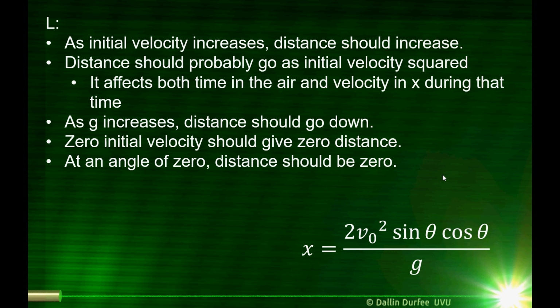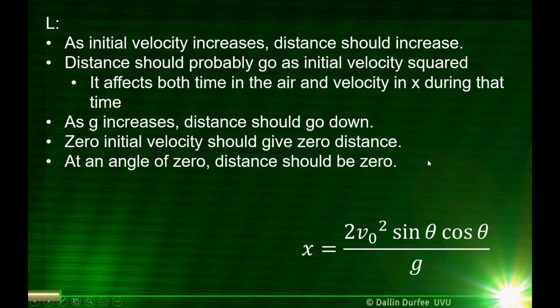If the angle is 0, the distance should be 0, right? If the cannon is perfectly horizontal, and the cannon's at y equals 0, as soon as the ball comes out of the cannon, it's already hit the ground, right? And if I look at my solution, I see that if I plug theta equals 0 in, sine theta equals 0, x is 0, so it looks like my solution meets that expectation.